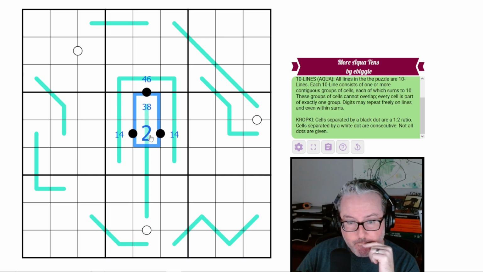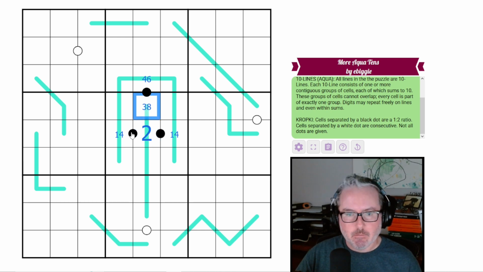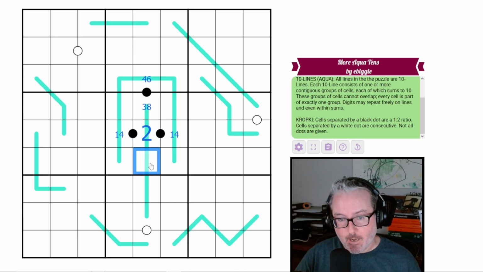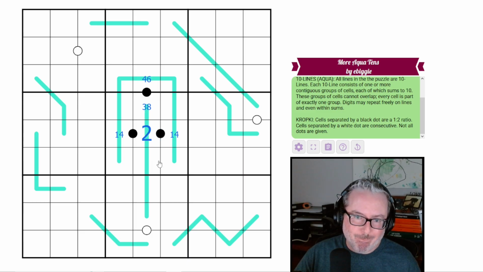Or can we? 3, 5. No, we can't. Because this could, I was going to see if there's any restriction to that being a 3. Because it could be 3, 2, 5, and that would create 10. Okay. What else, though, can we say?